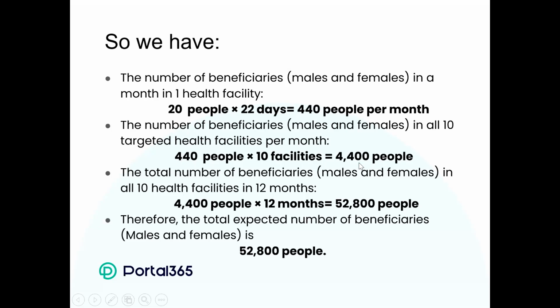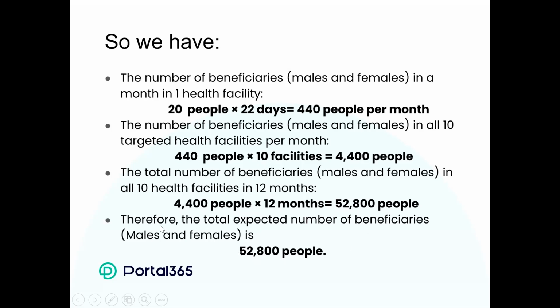But the project will continue for 12 months. So this number for 1 month times 12, then we will have 52,800 people that will receive health services in 10 health facilities during the 12 months. So our total or expected number of beneficiaries, males and females, is 52,800 people.